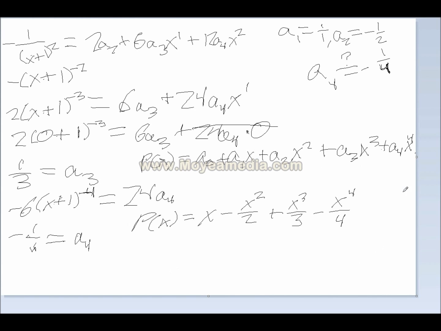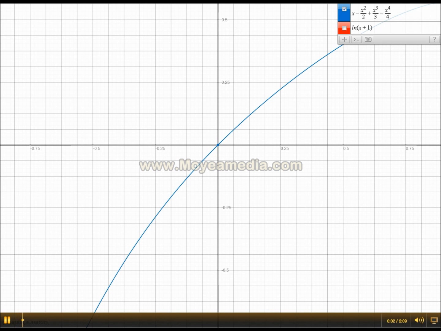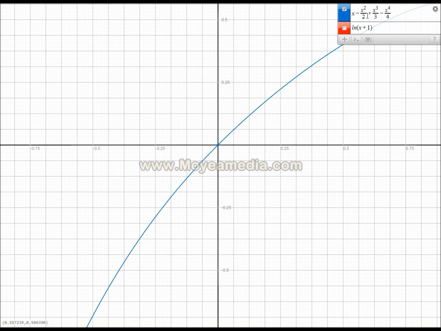Let's take a look at what the graph of this actually looks like. Here we have the graph of x minus x squared over 2 plus x cubed over 3 minus x to the 4th over 4. Whew. And that's the one in blue. We don't have the other one showing yet. If we do make this other graph visible, our original function, natural log of x plus 1, we can see that they line up fairly well.